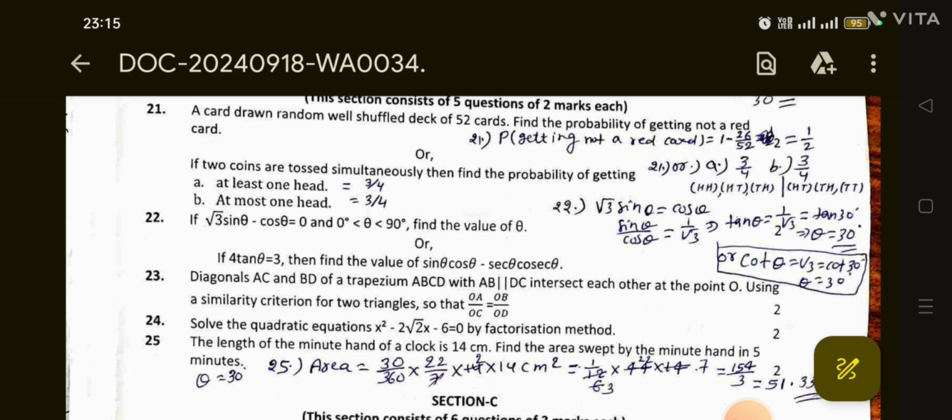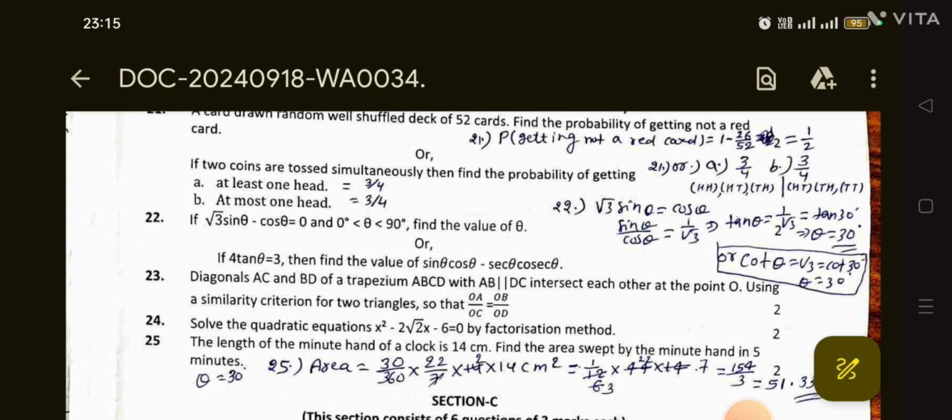Minimum one head means head tail, tail head, and tail tail means 0 heads also can be taken. So the right answer is 3 by 4.